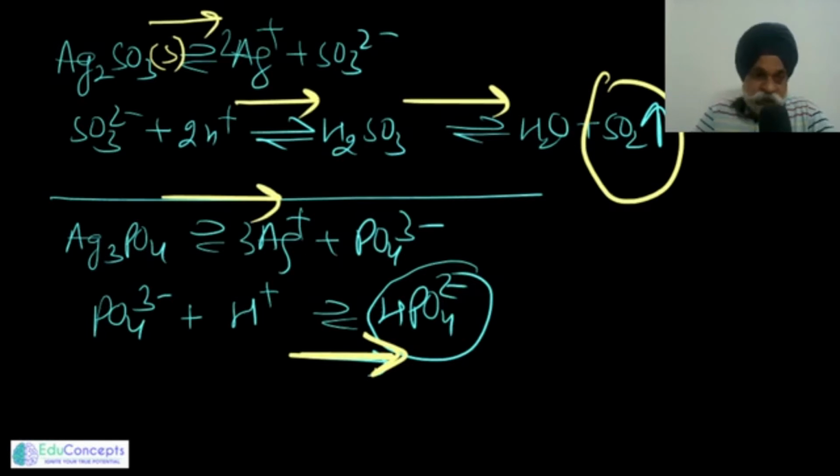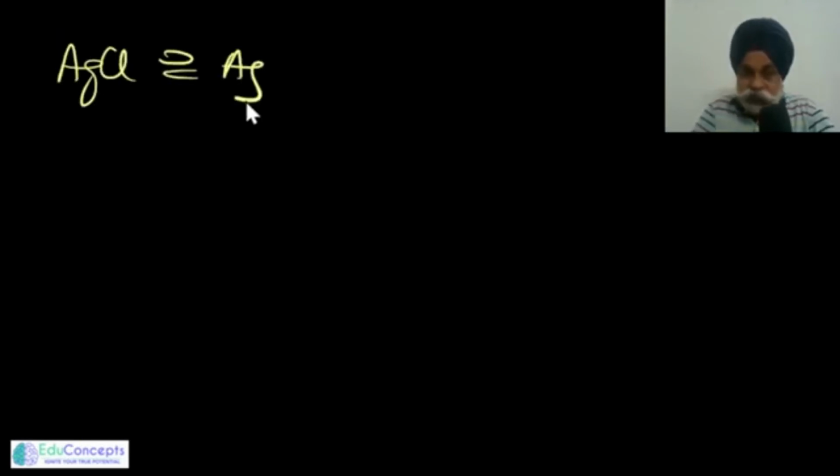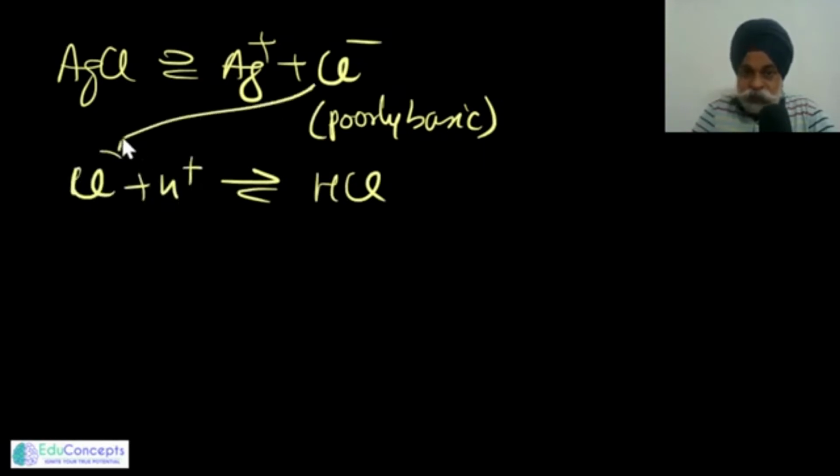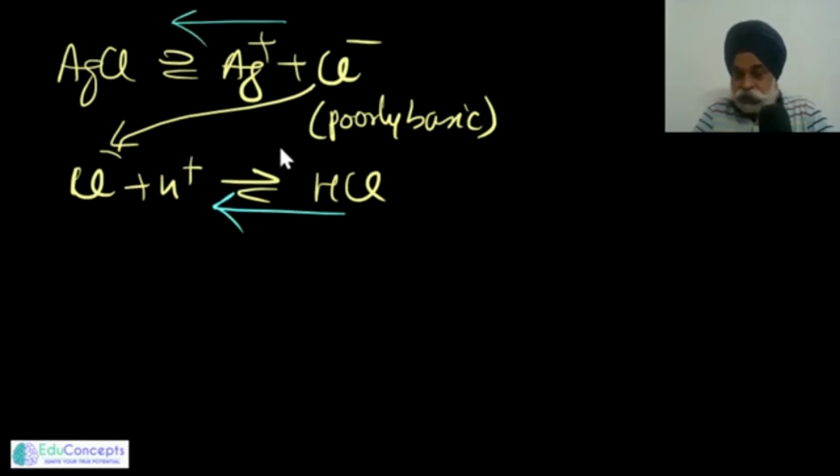Now you should be asking me, what about silver halides? When AgCl is treated the same way, Cl negative is poorly basic, because it is the conjugate base of a very strong acid, that is HCl. This Cl negative comes here and picks up the H positive, but HCl is a strong acid, so it would shift the equilibrium this side. So this would go backward. Or you can say it through the common ion effect, if AgCl is put into HCl.